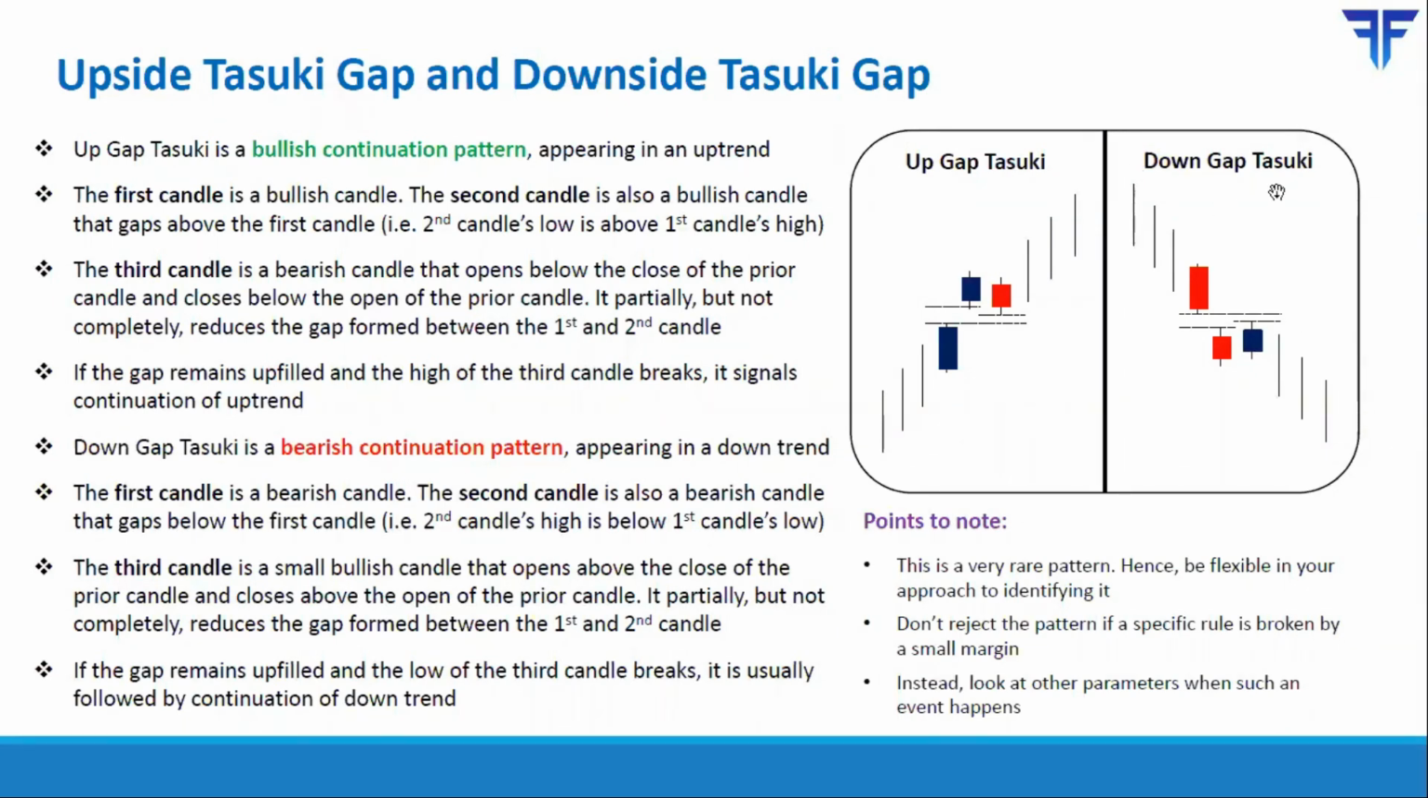So how do you trade the down gap Tasuki? You sell below the low of the third candle, and you determine the target based on other parameters.